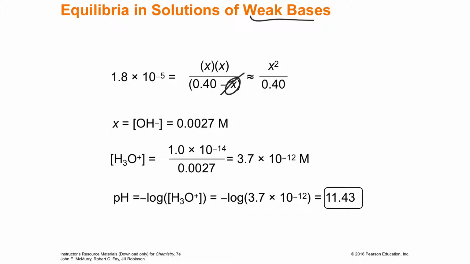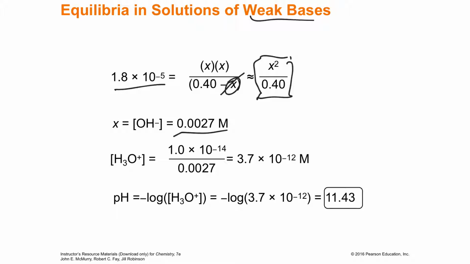What's the square root of X squared? X. What's the square root of the other side? Put it in the calculator, push the square root button, it's done. So I have two sides. I'm going to have X squared over 0.4 equals 1.8 times 10 to the negative 5. Okay, so remember that X is the concentration of hydroxide. So when you do the math, you've got 0.002.